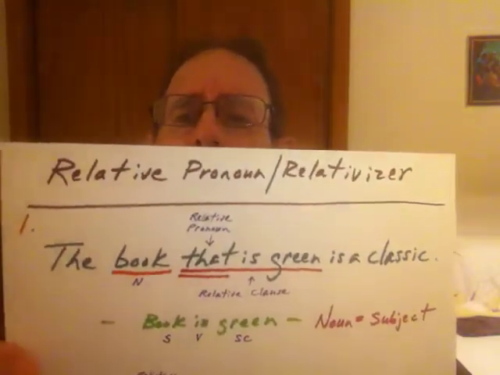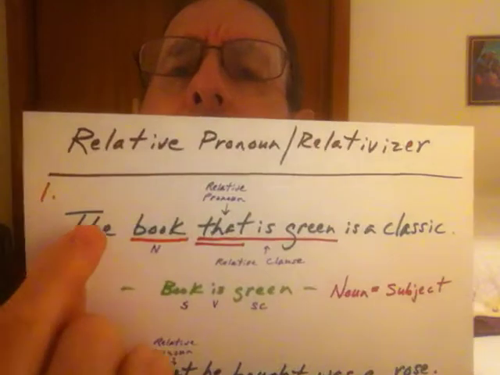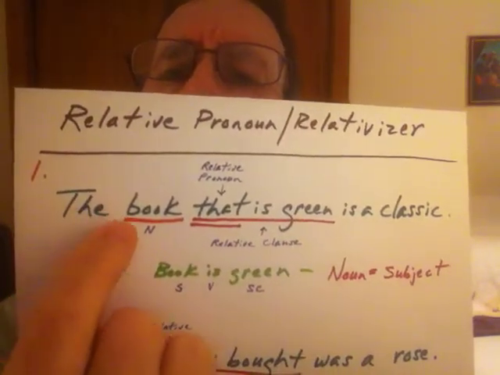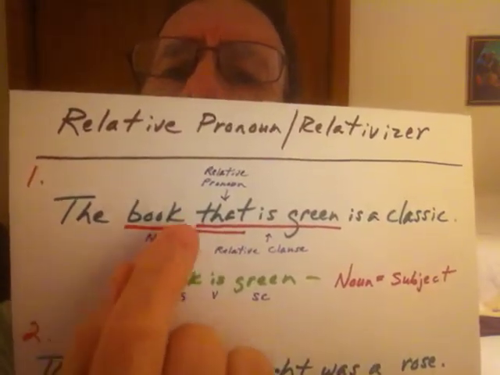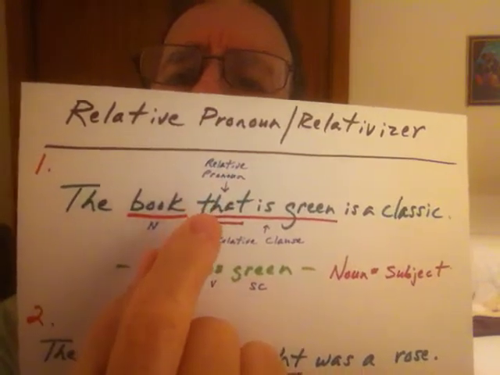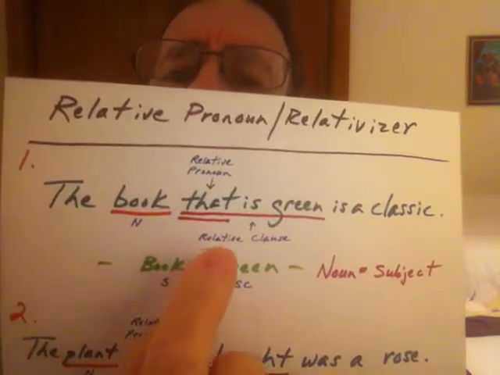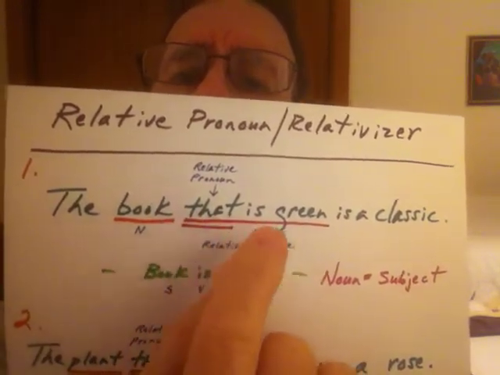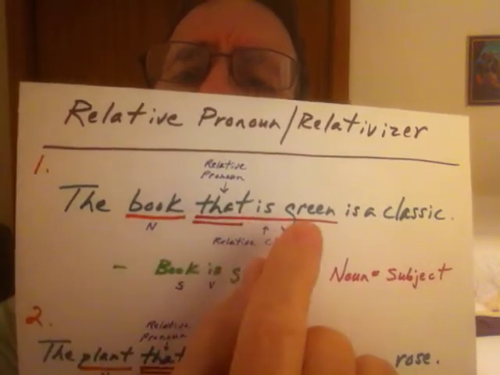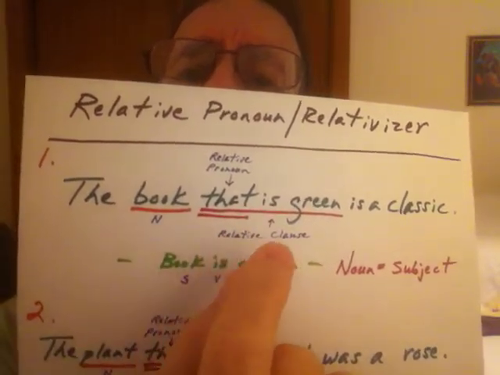Let's say it's the book Ethics by Aristotle, or Meditations by Marcus Aurelius, whatever. It's a classic, you know. So you have that sample sentence, right? And you have here the book, that's your head noun, and your relative pronoun, that's what they call it. Then you have your relative clause, all right? That is green. That is green is your supposed relative clause.